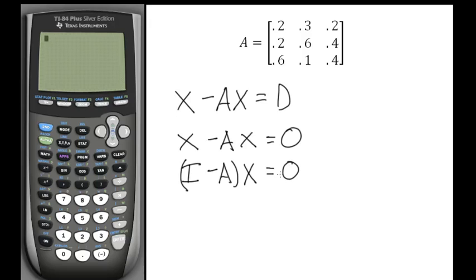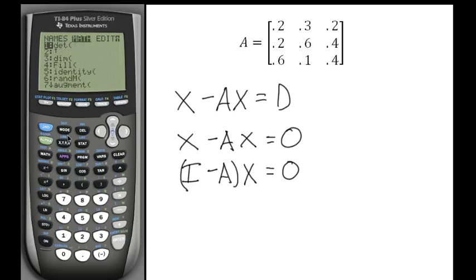The first thing we want to do is put matrix A into our calculator. I already have that in this calculator. We go second matrix, over to edit, and put this in matrix A. Now that we have matrix A, what we need is matrix I. Our calculator has a function for that: I is the identity matrix. So we'll go second matrix, over to math.